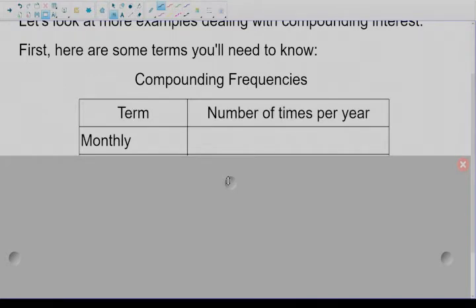The one that we will be using the most is compounded monthly. So what does monthly mean? It means 12 times per year. There are 12 months in the year. Monthly means 12 times per year.